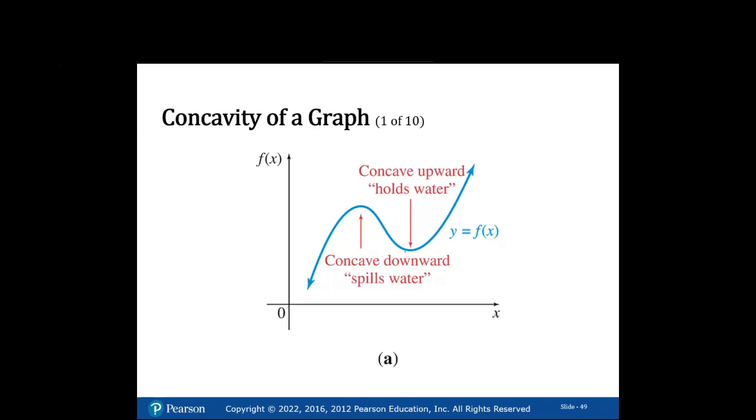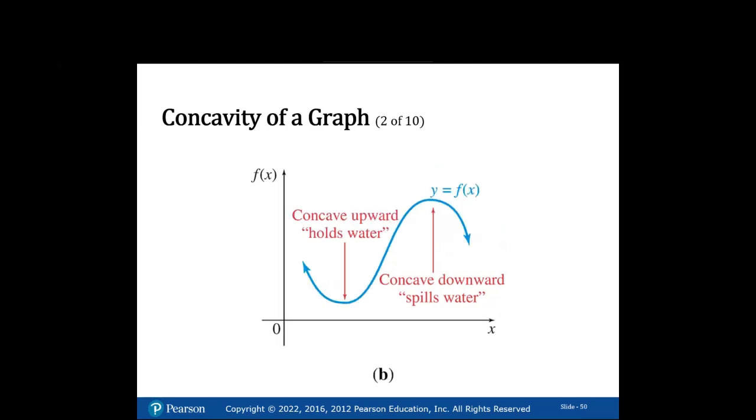So here we can see we're concave up here, and I'm concave down here. And here again is another one. We can see concave up is on the left side. Now concave down is on the right side.